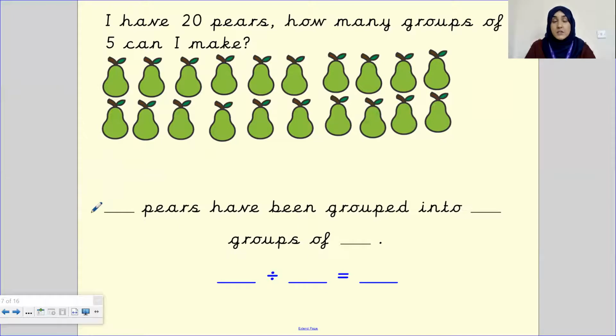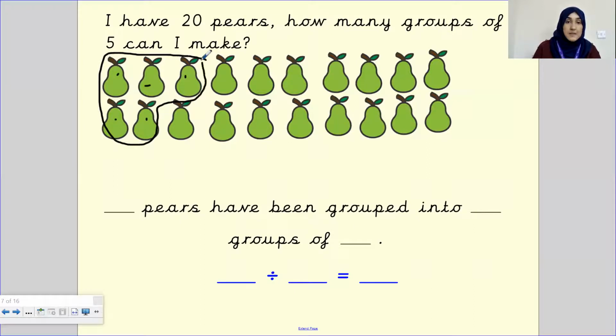Okay, so I need to make groups of 5. So I need 5 pairs in each group. Let's count together. 1, 2, 3, 4, 5. Here is 5. Oh, it might have been easier if I did it like this. Let's try it this way. 1, 2, 3, 4, 5. Here is the one group.